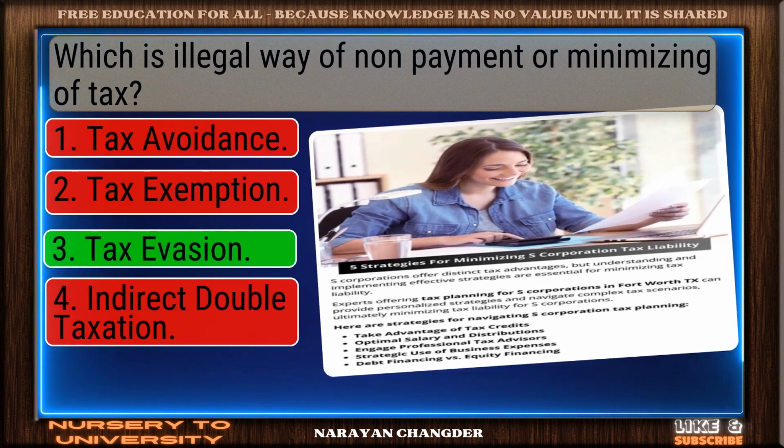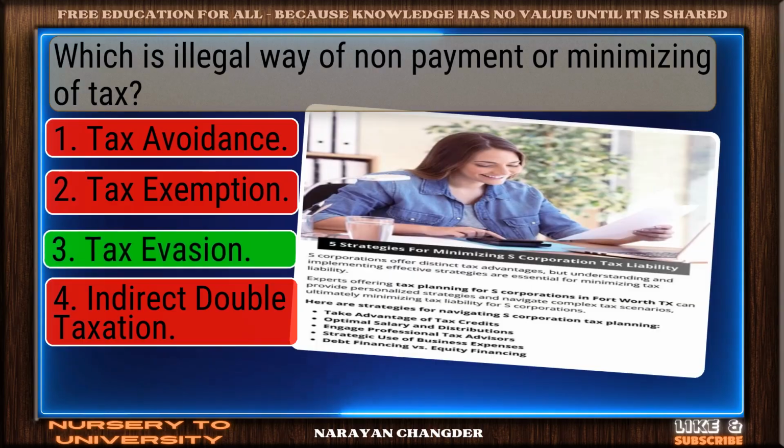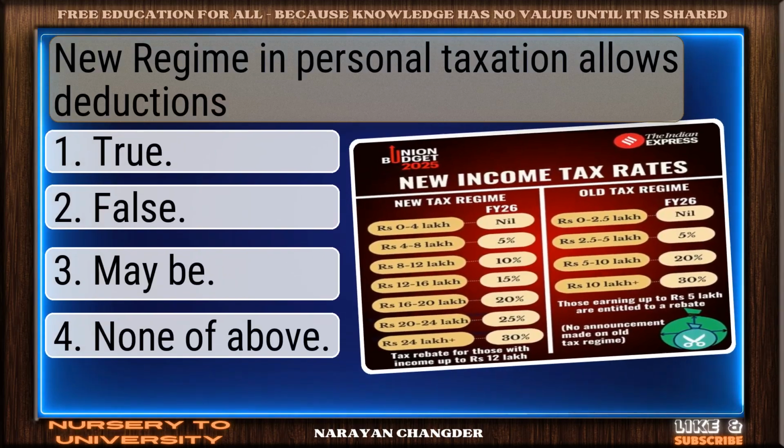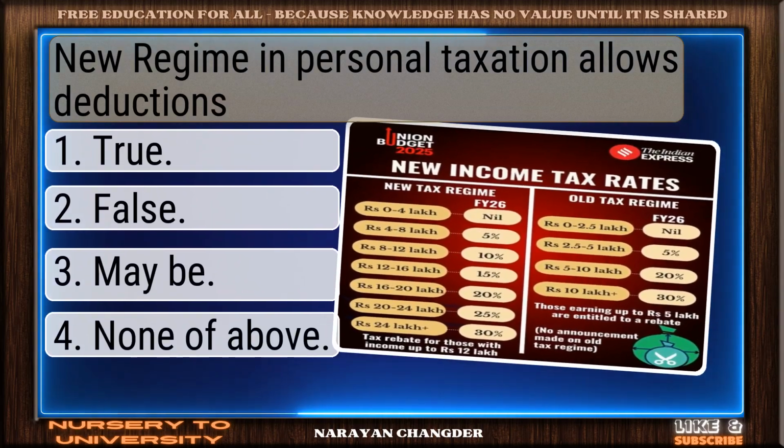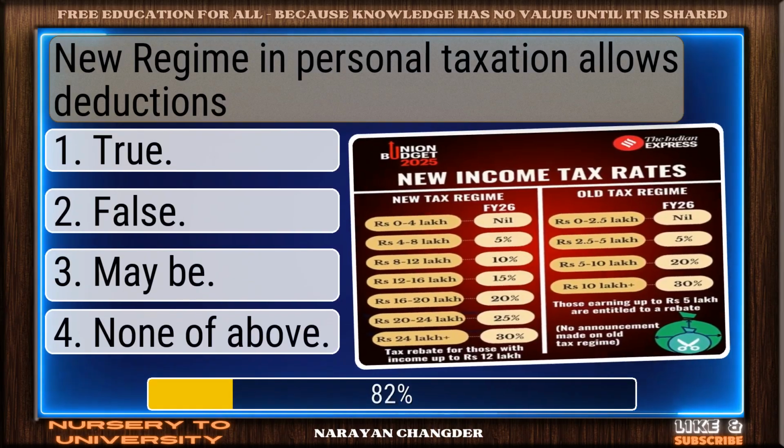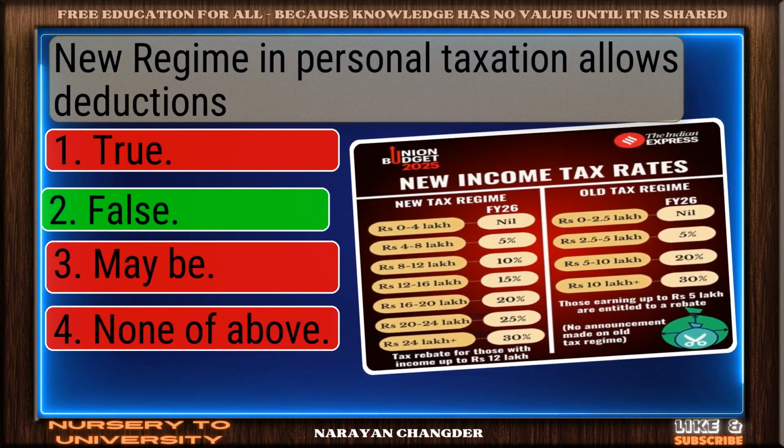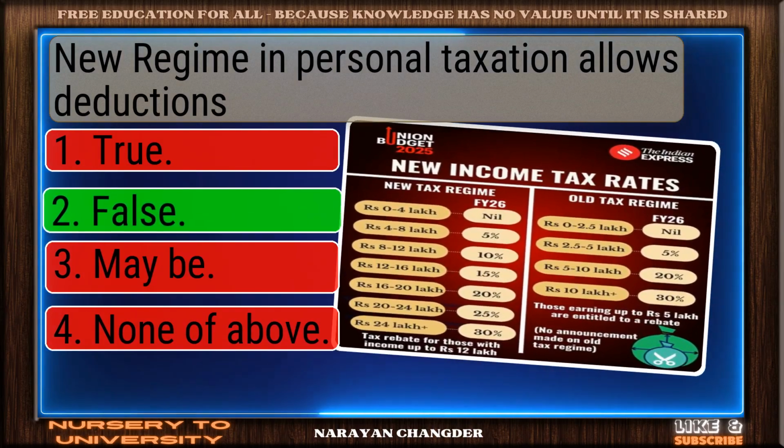You chose tax evasion, and it is correct. New regime in personal taxation allows deductions. Excellent choice. False is the right answer.